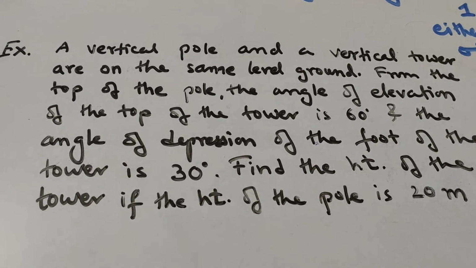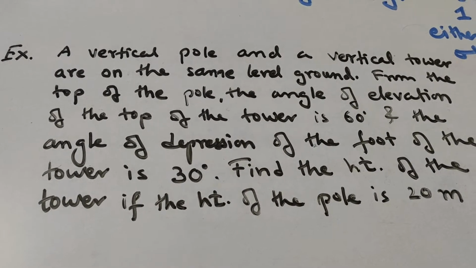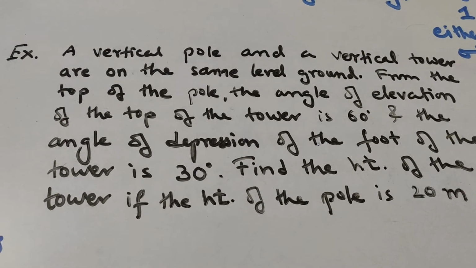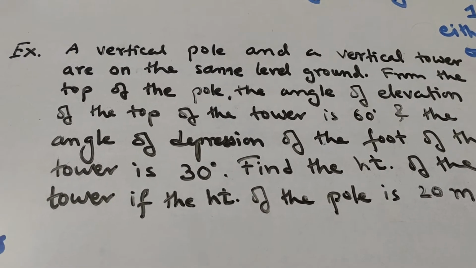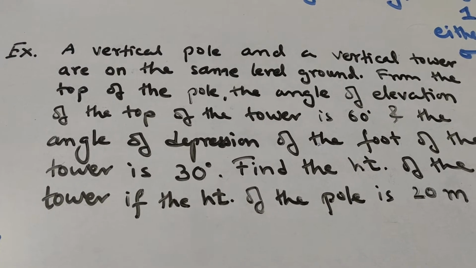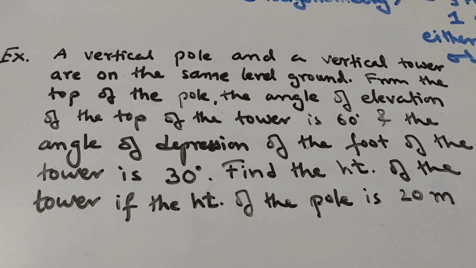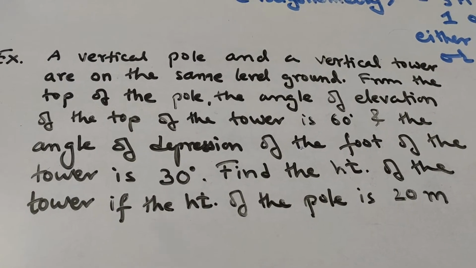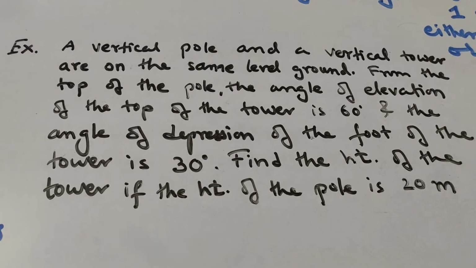From the top of the pole, the angle of elevation to the top of the tower is 60 degrees, while the angle of depression of the foot of the tower is 30 degrees. So we are standing at the top of the pole and we are looking to the top of the vertical tower as well as to the foot. One is 60 degrees, another one is 30 degrees. Find the height of the tower if the height of the pole is 20 meters.